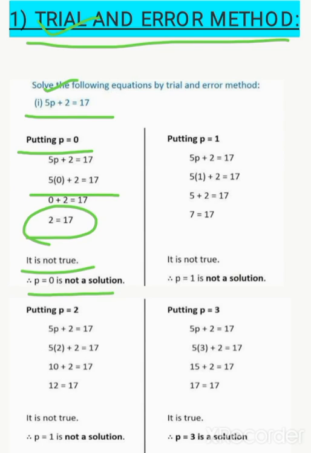Similarly, next we will put p equals 1, and we will check whether p equals 1 is satisfied in this equation or not.